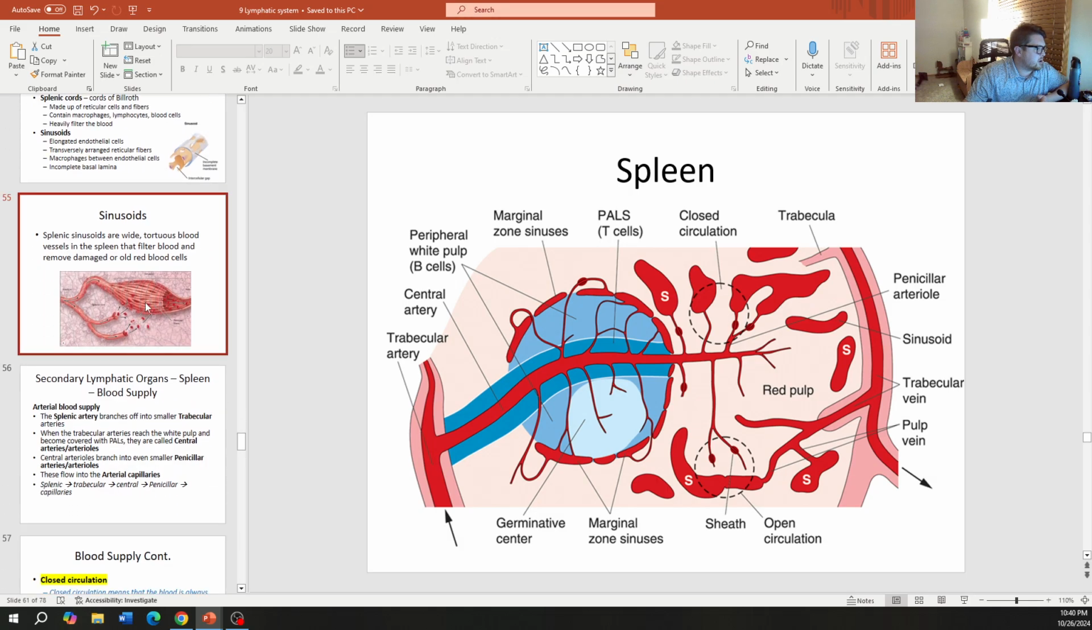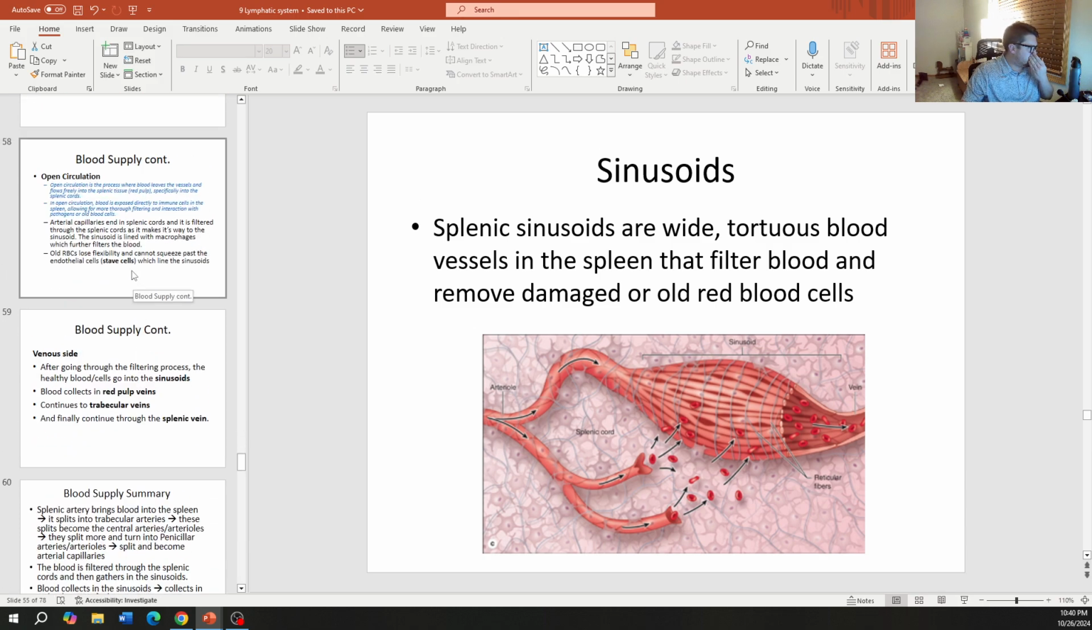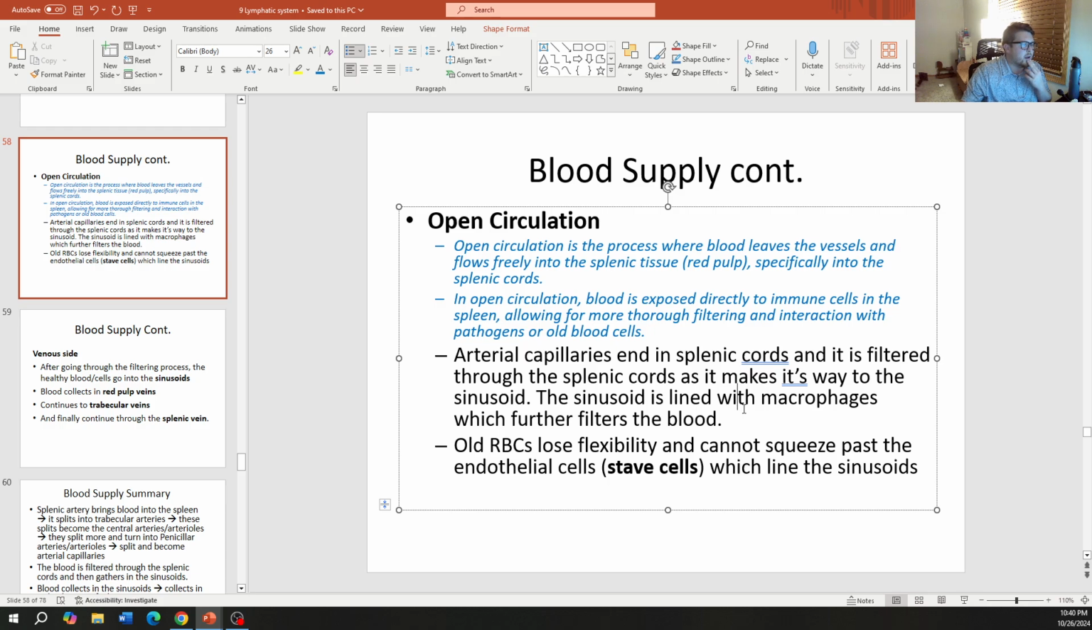The red blood cells that are healthy and make it through can flow through that meshwork of splenic cords, make it to the sinusoid, slip past the walls and enter back into the bloodstream. And that's how it's filtered out. I thought I wrote it in here somewhere, but okay. And then once it makes it through the splenic cords and is in the sinusoid, which is further lined with macrophages, the macrophages further filter the blood and eat any of the extra gunk that's in there.